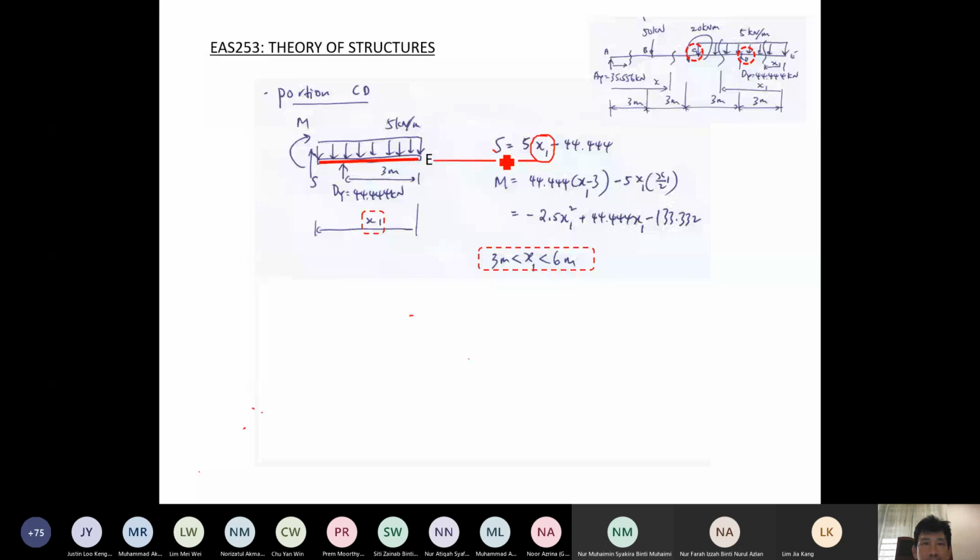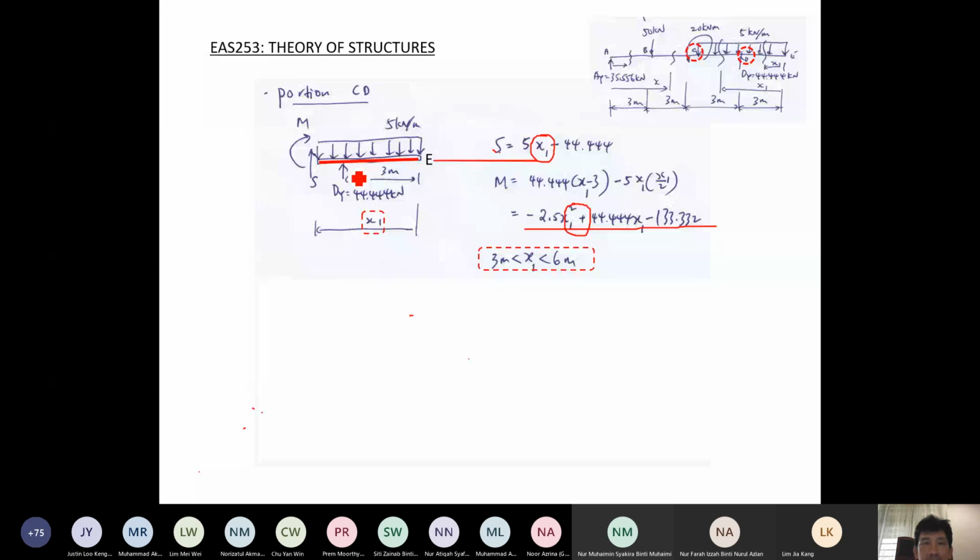For bending moment, take moment at the cut section for this moment, plus the moment caused by this distributed load, which is pi x1 multiplied by x1 over 2, and then minus this, which is the moment caused by this at the cut section, which is dy multiplied by x1 minus 3. So if you simplify, then you get M equal to an equation like this, where you get x1 squared. So this is for portion C to D, and the x indicates any of the sections between C to D, so x changes from 3 to 6, from D until C here.